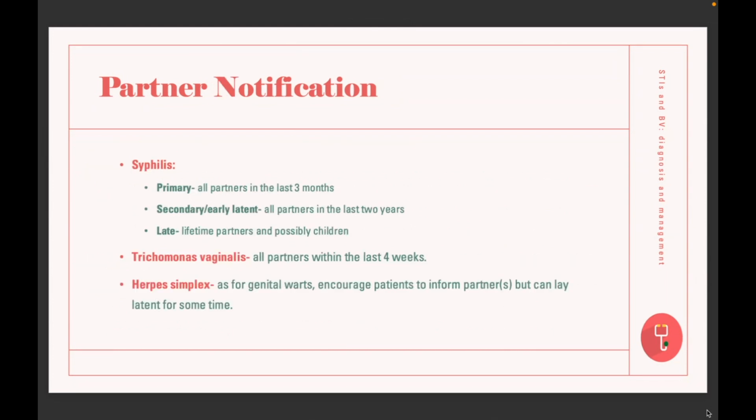Okay, so in syphilis, if it's primary syphilis, so they've presented like our patient example with a chancre, it's all partners in the last 3 months. In secondary or early latent syphilis, all partners in the last 2 years. So again, early latent syphilis is asymptomatic syphilis where they've had an infection within the last 2 years. And then late syphilis, so that is tertiary and late latent syphilis, it's lifetime partners and possibly their children as well. In Trichomonas vaginalis, all partners within the last 4 weeks.